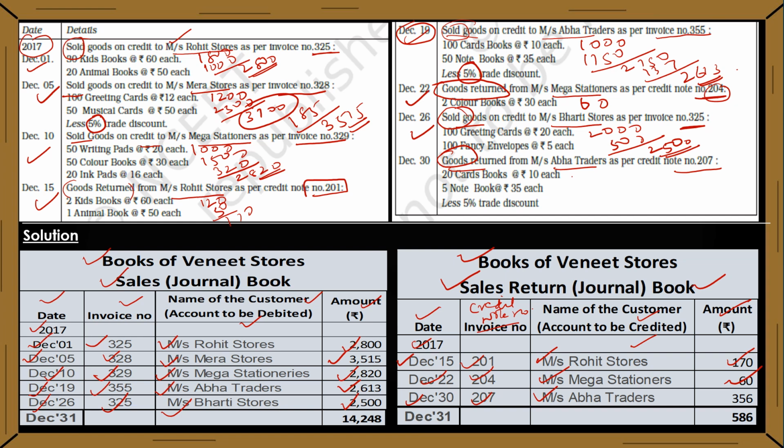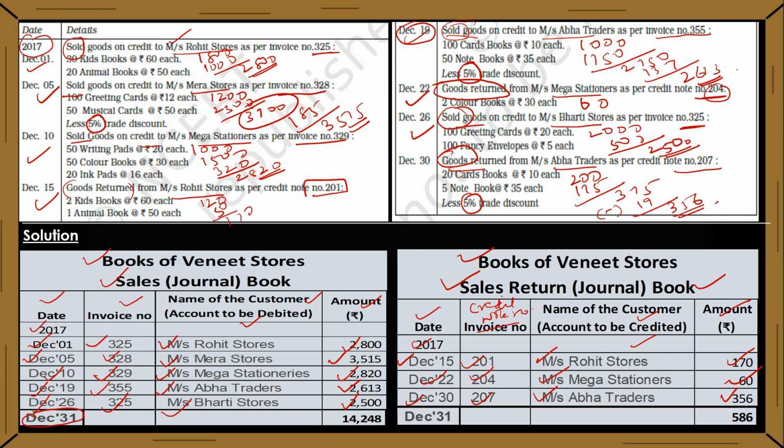What they have returned? 20 cards at 10 each is 200 rupees. 5 notebooks at 35 each, 5 into 35 is 175. Total is 375. Here again 5% trade discount is there. We have to deduct it and take only the net amount. 375 into 5% is 19. So we have to take 356 to the Abba Traders in the sales return journal book.